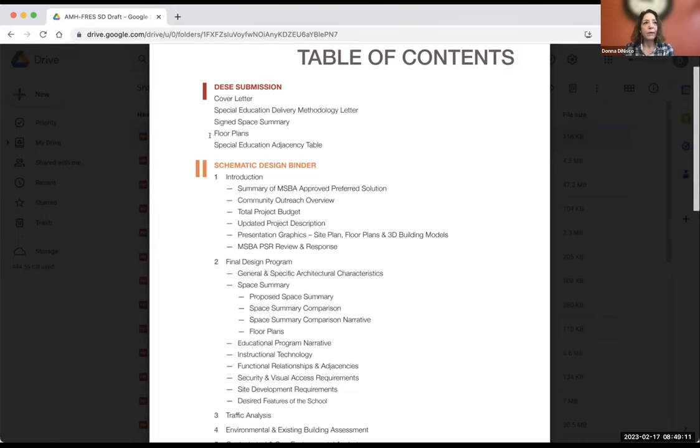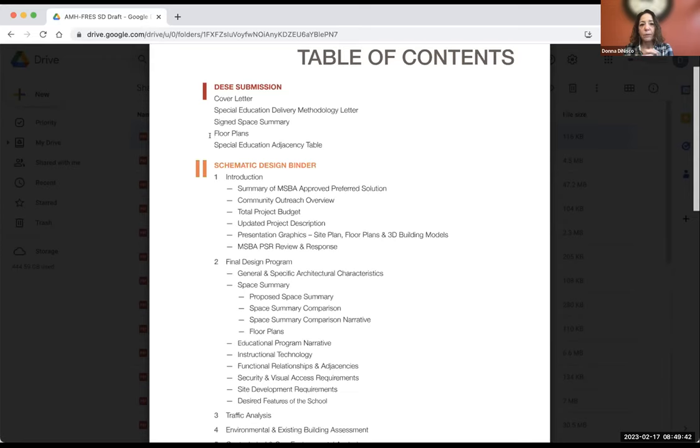The DESE, the Department of Elementary and Secondary Education submission. That's really an important component that we need their approval, MSBA needs their approval before the project scope and budget agreement comes to an agreement with MSBA. So this just identifies all of the special education spaces, ensuring that they are the same size and that they're integrated with the core academic program.